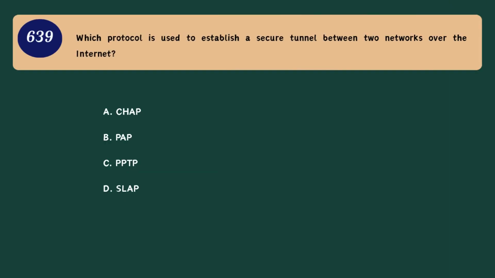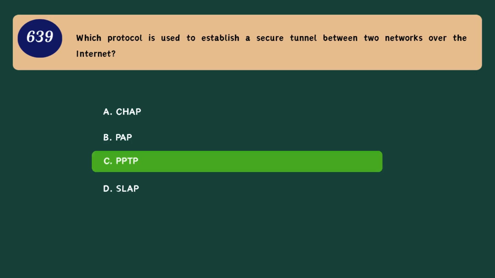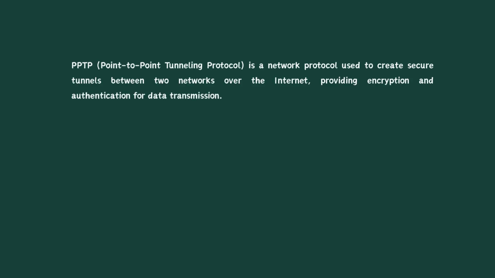Question 639. Which protocol is used to establish a secure tunnel between two networks over the Internet? A. CHAP. B. PAP. C. PPTP. D. SLIP. Correct answer. C. PPTP. PPTP, Point-to-Point Tunneling Protocol, is a network protocol used to create secure tunnels between two networks over the Internet, providing encryption and authentication for data transmission.